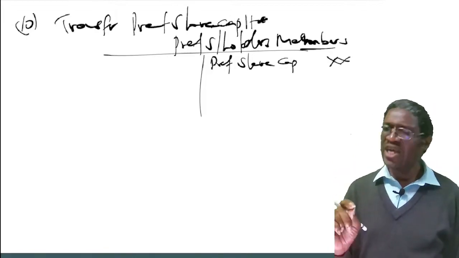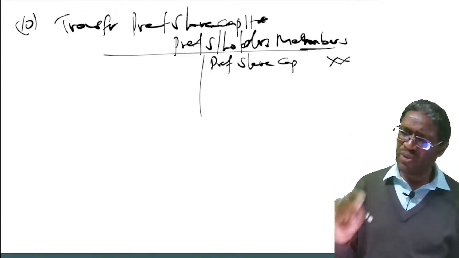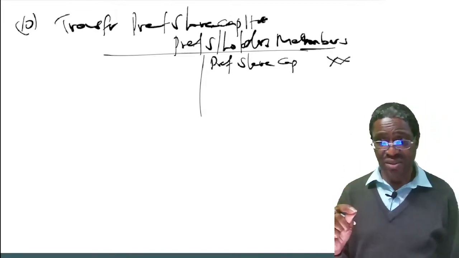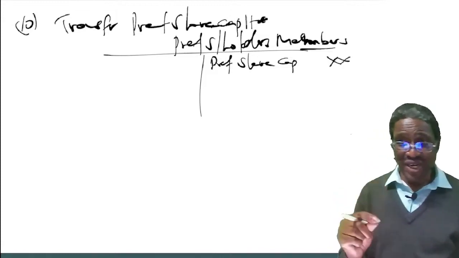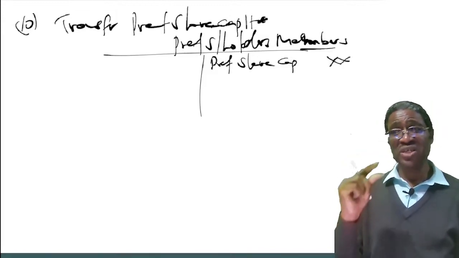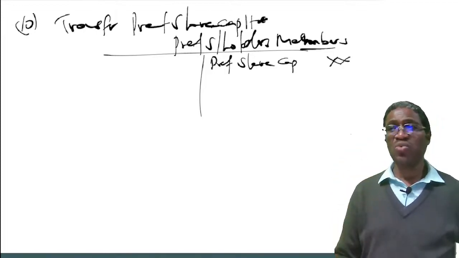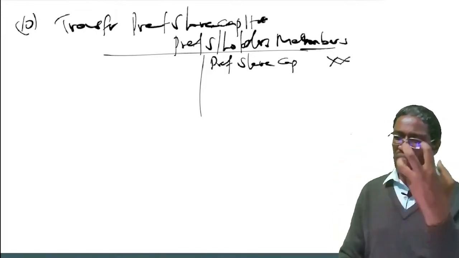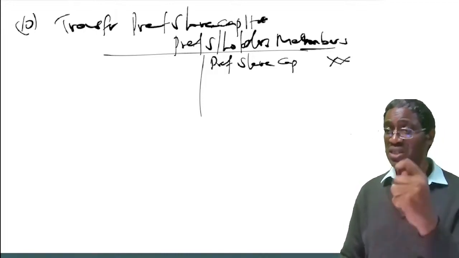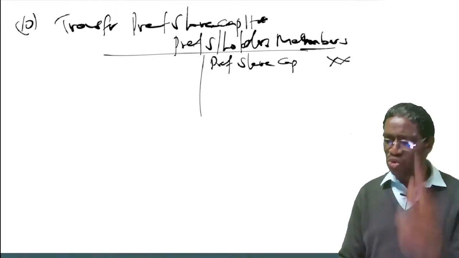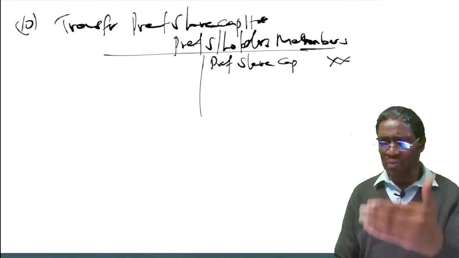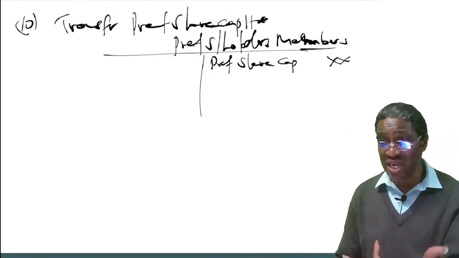Remember, even when we were discussing the topic of internal reconstruction, I gave an example of a contingent liability. We said one example of a contingent liability is what we were calling preference dividends in arrears. And I told you that even if you go to the balance sheet of the company, you will not find the liability there.